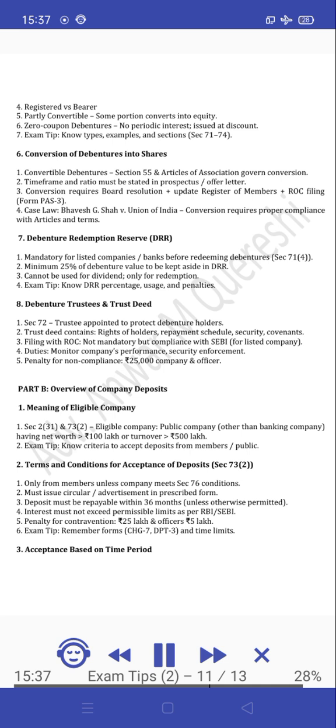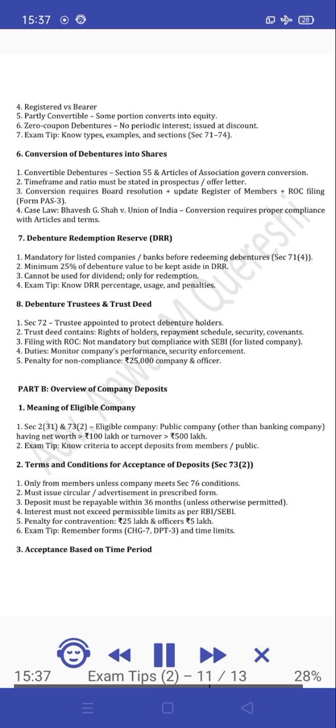7. Debenture redemption reserve DRR. 1. Mandatory for listed companies banks before redeeming debentures Sec 71 4. 2. Minimum 25% of debenture value to be kept aside in DRR. 3. Cannot be used for dividend. Only for redemption. 4. Exam tip. No DRR percentage, usage, and penalties.